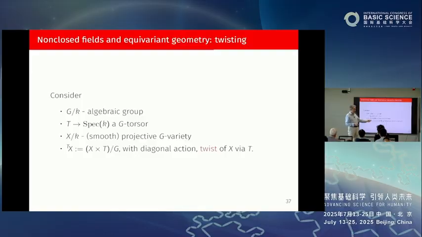You take the product of your variety with your torsor and you take a quotient by the group. So you have a G action on both factors, diagonally, and that thing is a twisted form of your original variety, a twist via the torsor. So this is a construction of twisted forms. Over non-closed fields, again, you can do the same thing. You start with a P1 and you get yourself a conic without points.